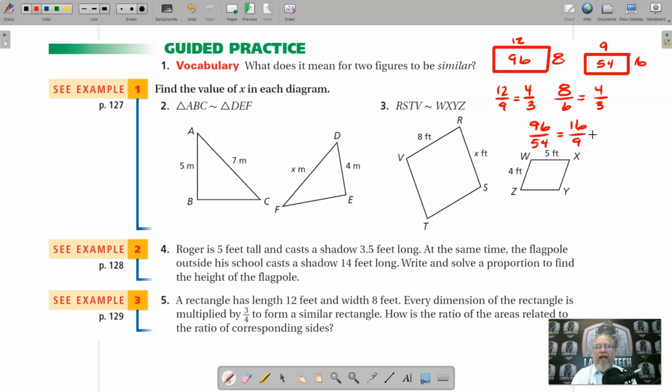But 16 and 9 are both perfect squares, right? 16 is the same as 4 times 4, and 9 is the same as 3 times 3. But remember, we need to square both those, so we would have 4/3 squared. So the relationship between the ratio of the area is the same as the ratio of the sides, 4/3, only it's squared. Because remember, we have 2 dimensions, length and width, so our exponent's 2.